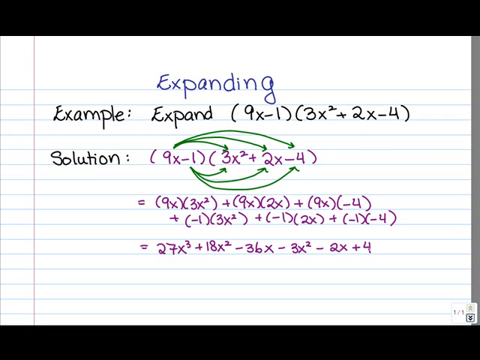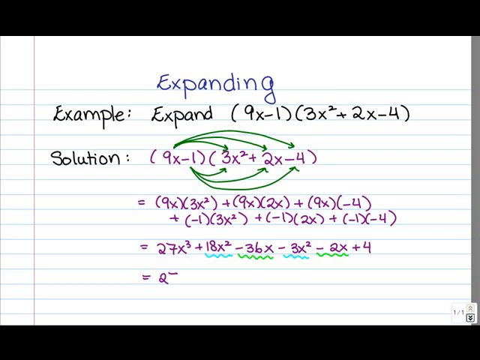So now we just need to have a look and see if there's any like terms. And indeed, we see that we've got 18x squared and also negative 3x squared. Similarly, we have negative 36x and also negative 2x. So we have to group the like terms together to simplify as much as possible.